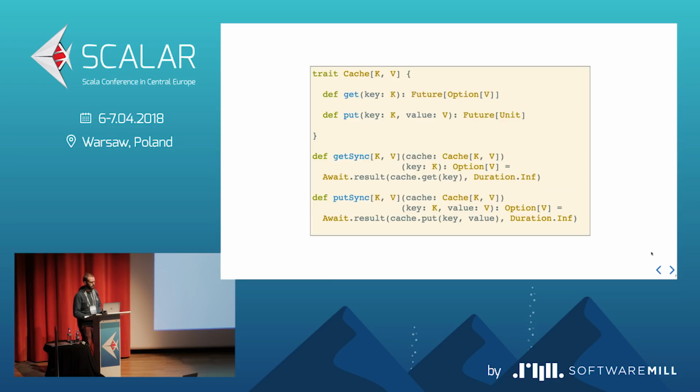So they would use the top API there, the cache trait, which returns futures. But then maybe they are dealing with synchronous stuff and they don't want to bother with futures. So they would just use these synchronous wrappers down at the bottom, these helper methods that just wrap the API and make it synchronous, so it's more convenient to work with.